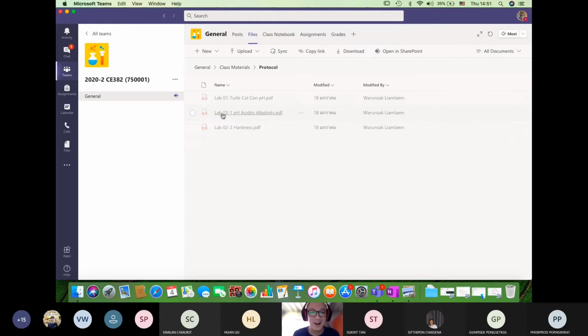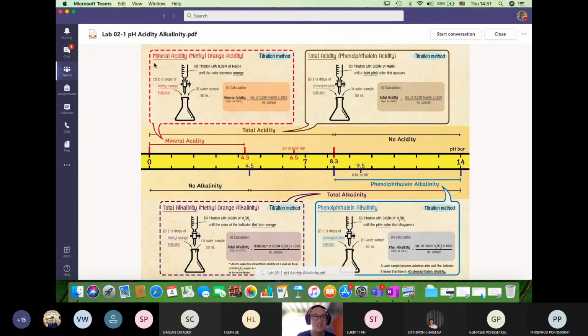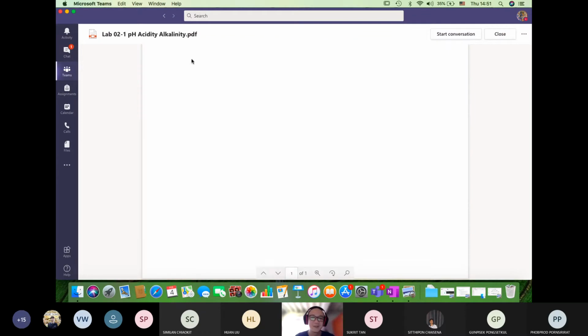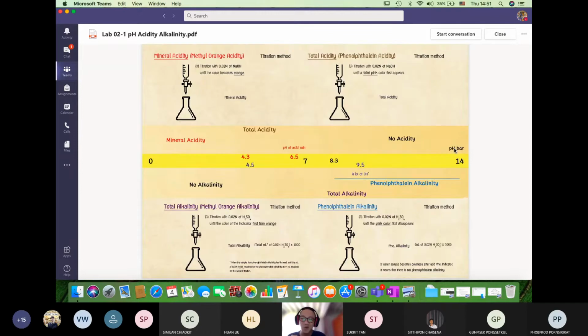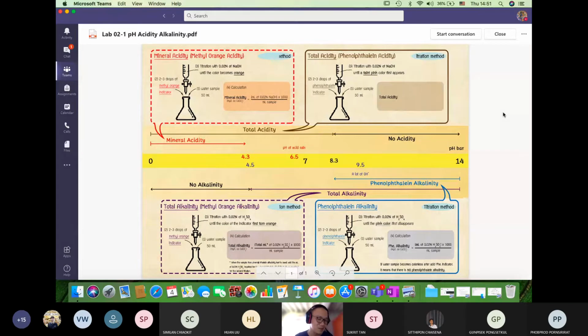Okay, for the protocol, inside this protocol, you can have a look at this file: pH, acidity, and alkalinity. The samples you will get today, you will get 3 samples, the same as the previous week: tap water, surface water, and wastewater. In the normal session, you will have to analyze at least these 3 parameters.